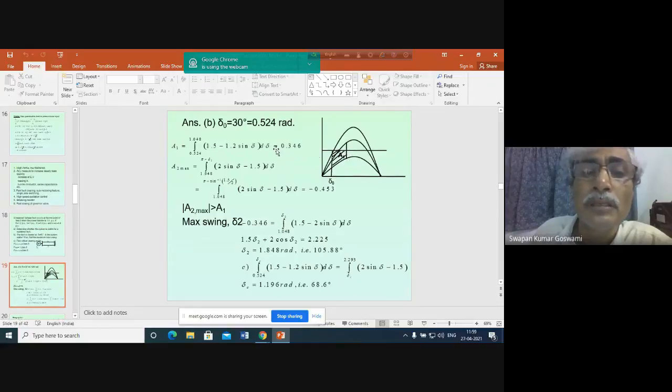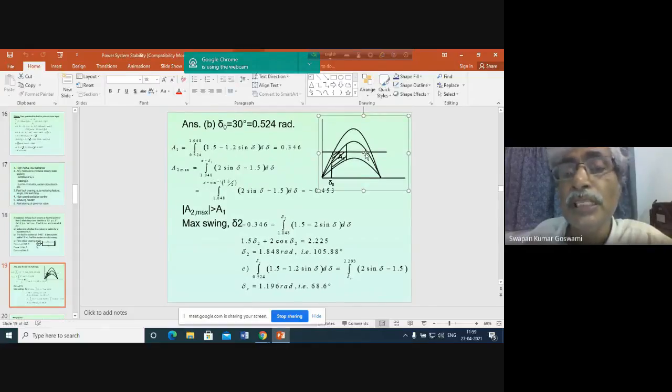Now we have to check whether the system will be stable if the fault is cleared at 60 degree. How to check it? If the fault is cleared at 60 degree, then the system will become stable if the generator delta will actually swing following this curve, and synchronous speed must be restored at this point or before this point is reached. Then only you can say that generator will be able to maintain synchronism. Generator will be able to maintain stability. That means for the generator to be stable, synchronous speed must be restored at this point or before that.